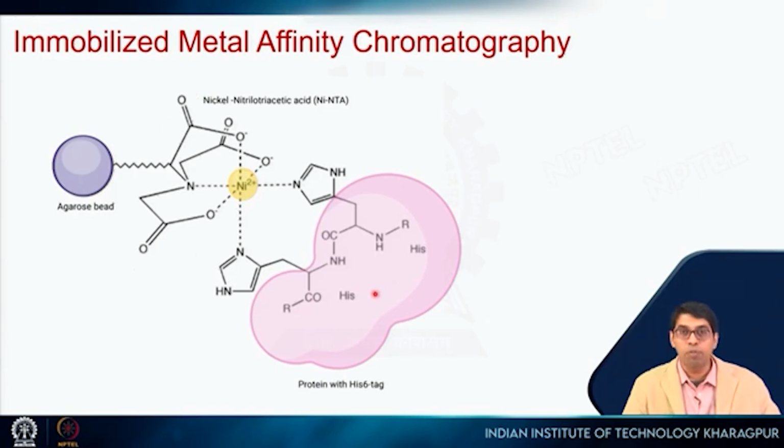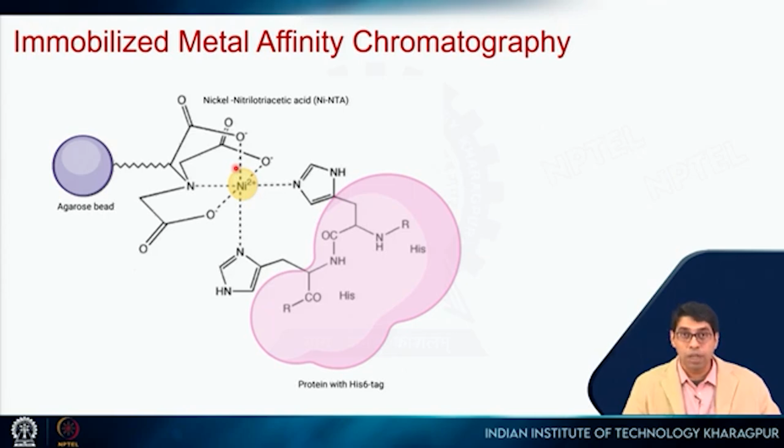So when you have your protein which has these consecutive histidines, they will interact with the nickel ion and they will become immobilized, right? Other proteins, the chance of having 6 consecutive histidines is very small in any protein. So all other proteins will elute out, only your protein will stick to this.